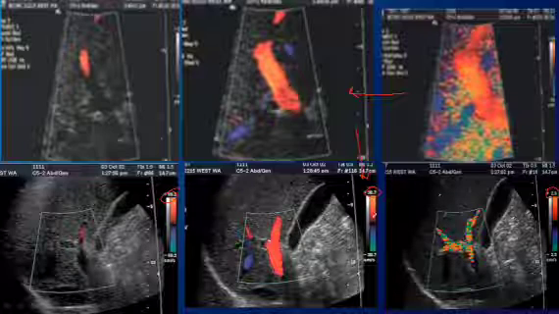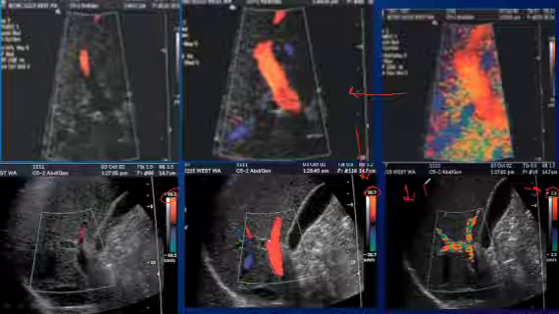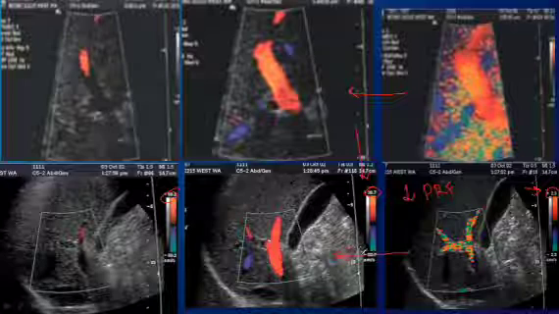All right, what if the situation is like this? We have aliasing, but inside the blood vessel only. Here, who is to blame? The PRF. As we can see, when there is too much color inside the vessel, this means that the PRF is too low. It's quite the reverse. So what to do? Increase your PRF.